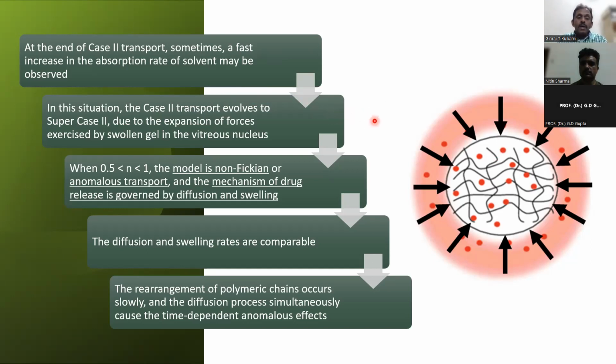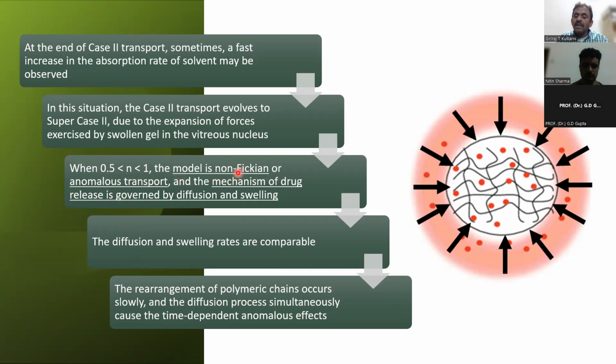Here, due to the expansion forces exercised by the swollen gel on the vitreous nucleus, I am showing these black colored arrows because the gel layer is constantly exerting a pressure on the inner core. That is going to become super case 2. The force of the jelly region is too much. Now, the intermediate behavior happens when the n value is between 0.5 and 1.